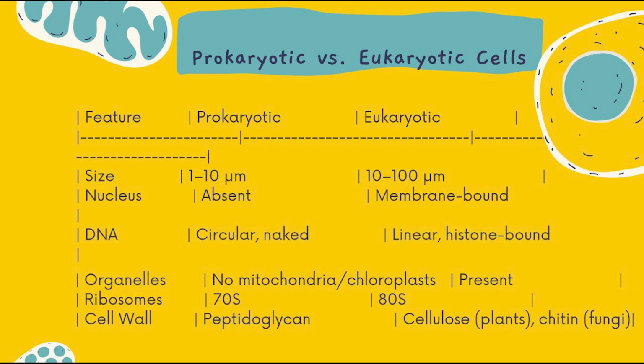Next, let's compare two cell types. The first one is prokaryotic cells. Example, bacteria. Those cells have no nucleus. They have DNA floating inside and they are small and simple. Whereas eukaryotic cells, like plants or animals, have a nucleus and their DNA is stored in the nucleus, and they also have many organelles, or tiny organs. Eukaryotic cells are like advanced factories, whereas prokaryotic cells are like small workshops.